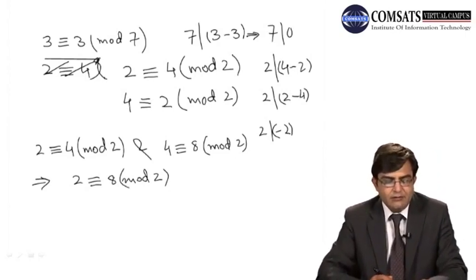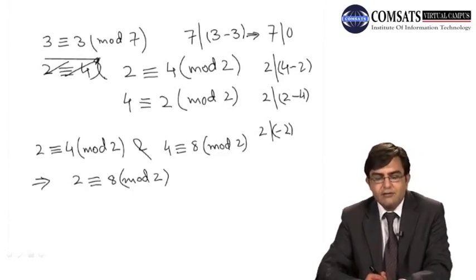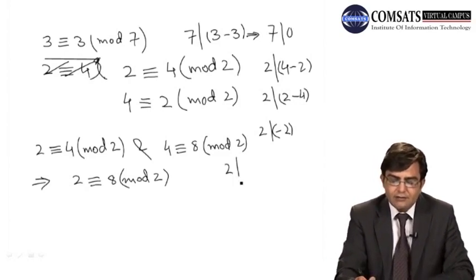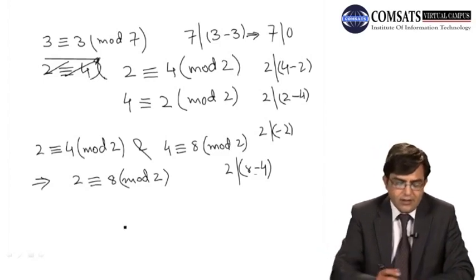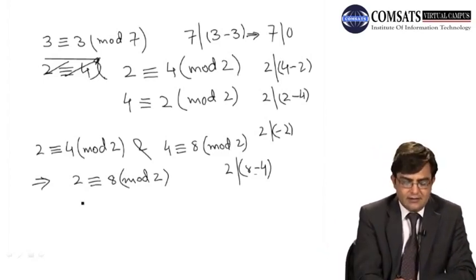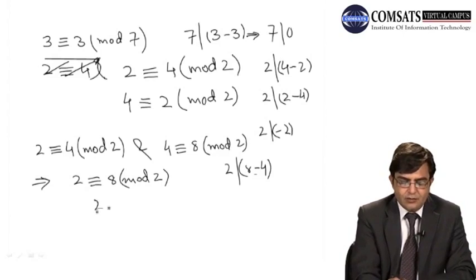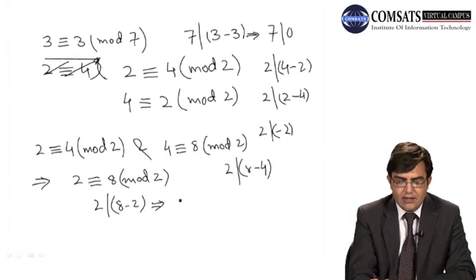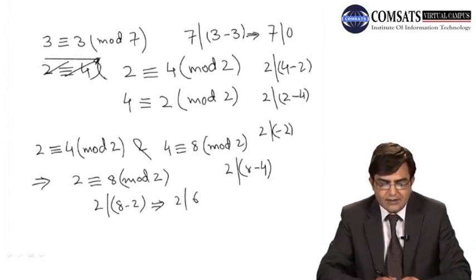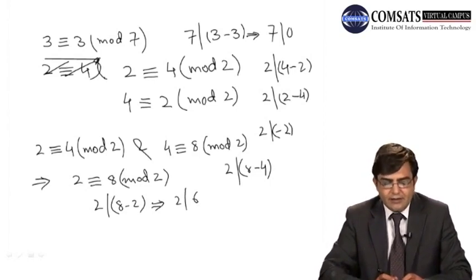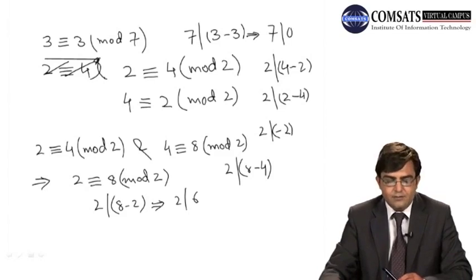Here we have 2 divides 4 minus 2, which is 2, so it is true. Here 2 divides 8 minus 4, which is also true because 2 divides 4. Then in this third case we have 2 divides 8 minus 2, which is 6. So 2 divides 6, so this is also true. So this is basically the transitive property of mod congruence, and this is also always true.